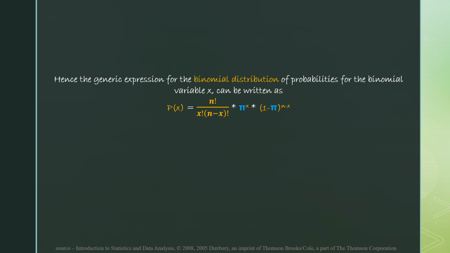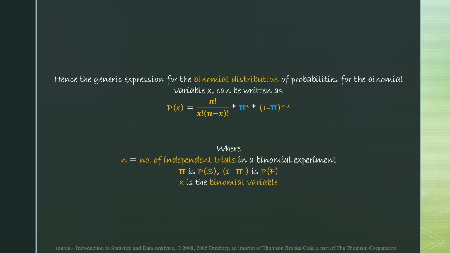Hence, the generic expression for the binomial distribution of probabilities for the binomial variable x can be written as probability of x equals n factorial divided by x factorial multiplied by n minus x factorial multiplied by pi raised to the power x multiplied by 1 minus pi raised to the power n minus x, where n equals number of independent trials in a given binomial experiment, pi is the population probability of success, 1 minus pi is the population probability of failure, and x is the binomial variable.